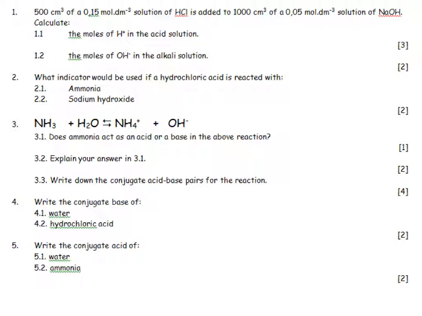You've been given a volume and a concentration of acid, and a volume and a concentration of base, and all that they want is the H+ in the acid and the OH- in the alkali. There's only one hydrogen in here, and only one OH in there, so it's not particularly weird or strange. You literally just have to work out the number of moles in each of the solutions, and there's a 1-to-1 ratio. So the number of moles is equal to concentration times volume.